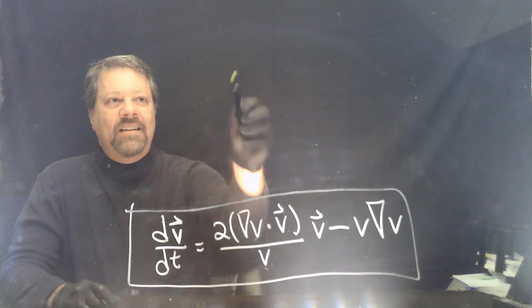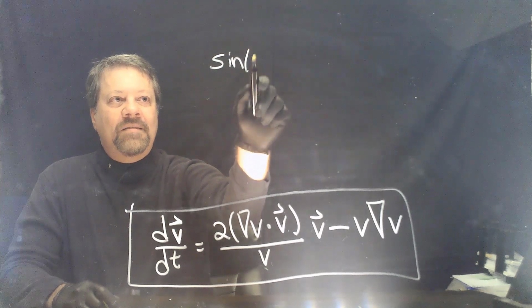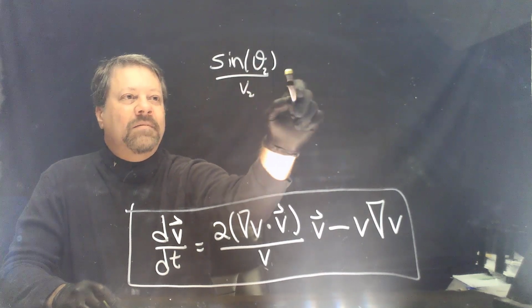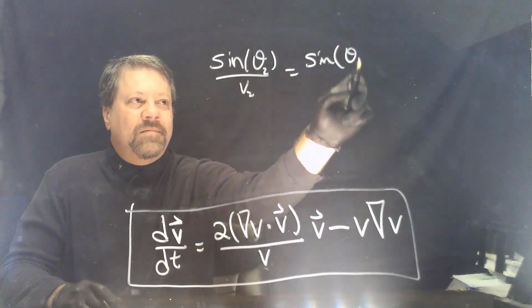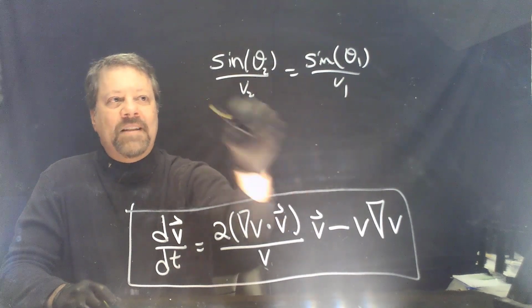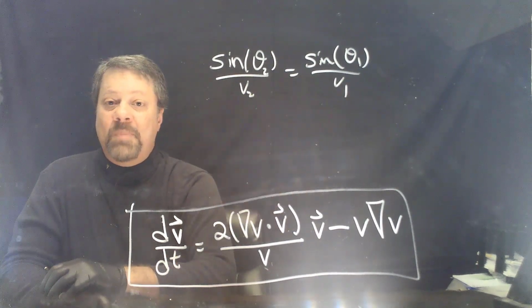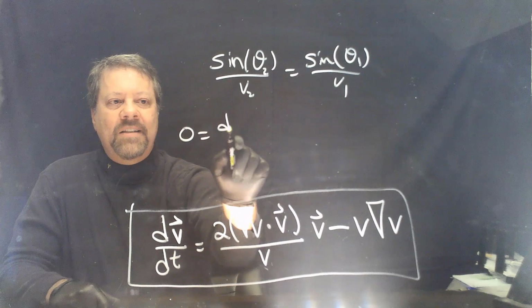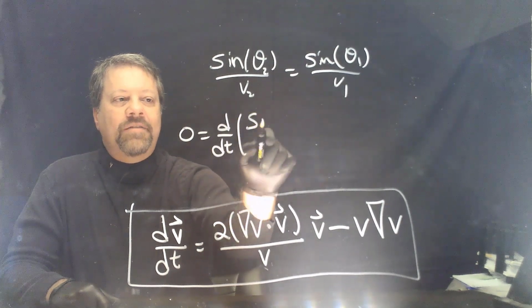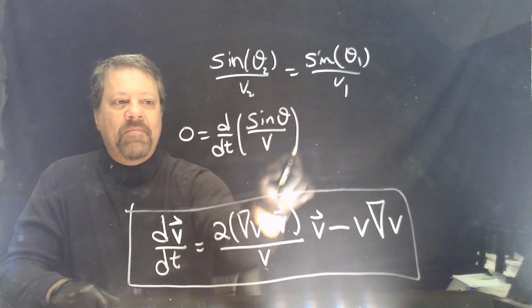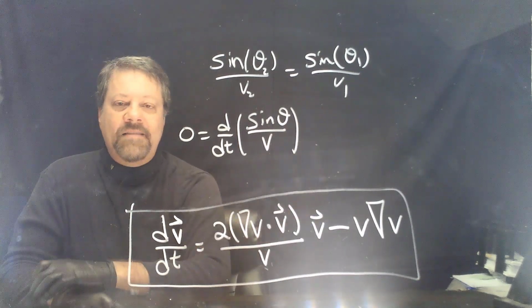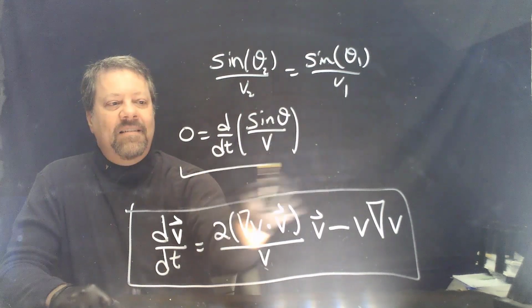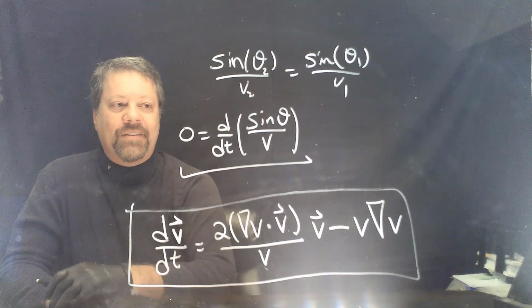Snell's law is essentially the invariance of the sine of the angle divided by the speed of light. In other words, it's kind of like saying 0 is the time rate of change of the sine of theta divided by v, where both the speed of light and theta will be functions of t when evaluated along a path, the path that light actually travels.